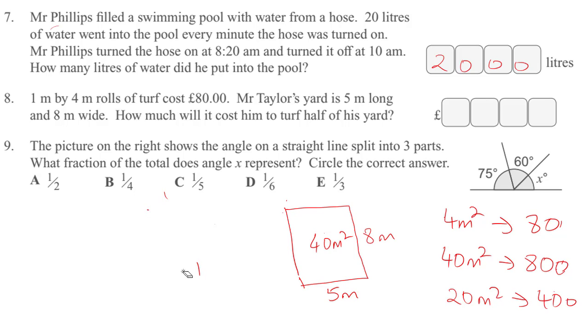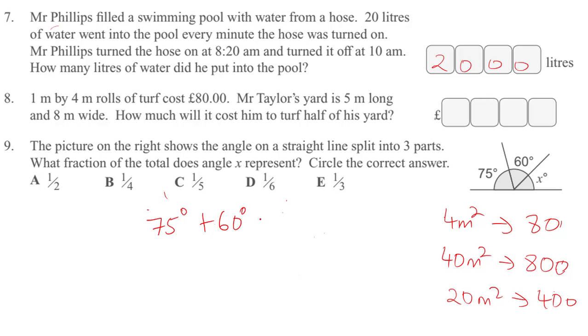Right, so the last question, question 9. The picture on the right shows the angles on a straight line split into 3 parts. What fraction of the total does angle X represent? First, you need to work out what angle X is. Remember, angles on a straight line like this will always add up to 180. So you're going to say that if you add 75 and 60 and X to that, the answer should be 180.